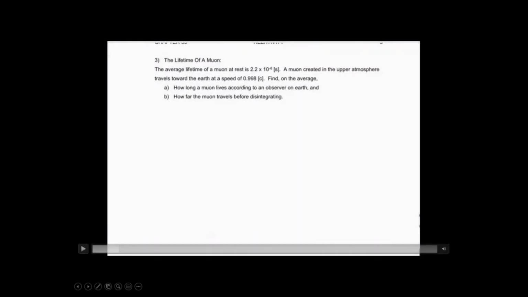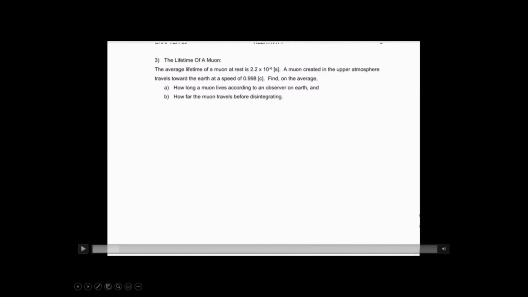This is problem number 3 from the handout. It says the lifetime of a muon. The average lifetime of a muon at rest, relative to them, is 10 to the minus 6 seconds, 2.2 millionths of a second. They are created in the upper atmosphere, traveling towards the Earth at 99.8% of the light speed. So on average, this is 2.2 microseconds in their reference frame. What happens to that from our reference frame? Because they are moving at 99.8% of the light speed relative to us, their time will slow down.